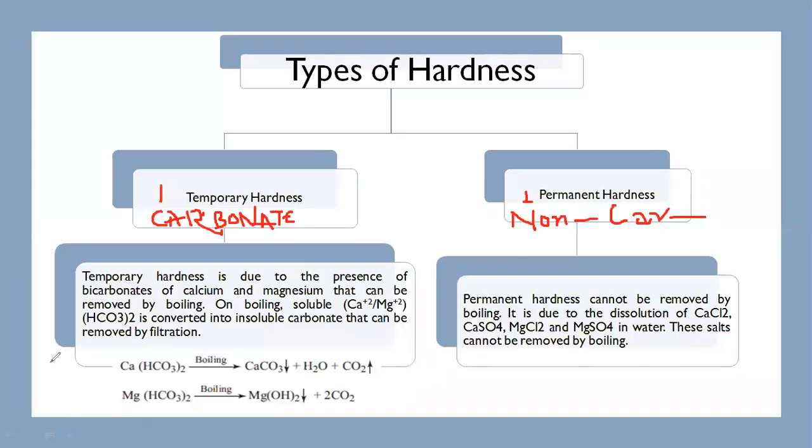Okay, now permanent hardness. Permanent hardness cannot be removed by boiling. Remember this fact. It is due to the presence of chlorides and sulfates of calcium and magnesium in water. These salts cannot be removed by boiling. So if water contains calcium chloride, calcium sulfate, magnesium chloride, magnesium sulfate, the water is known to have permanent hardness. Remember this.